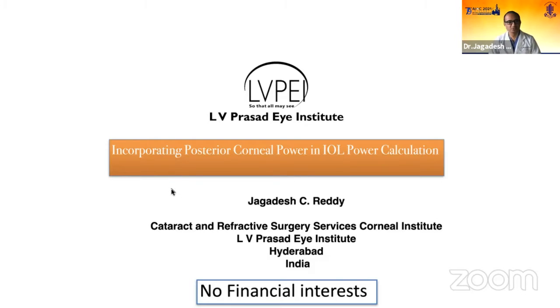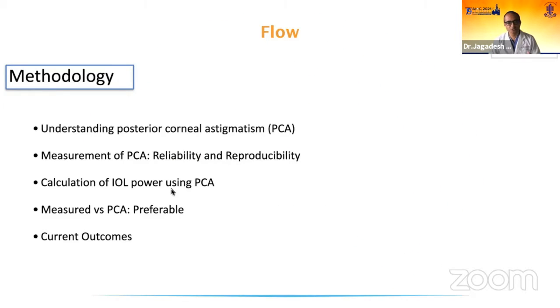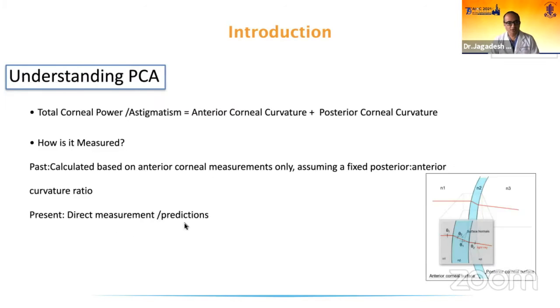I'll be talking to you all on incorporating posterior corneal power in the IOL power calculation. I'll be taking you through understanding the posterior corneal astigmatism, how we measure it, and calculation of IOL power using the posterior corneal astigmatism. And do we really need to measure, or are predictable ones preferable now, and the current outcomes.